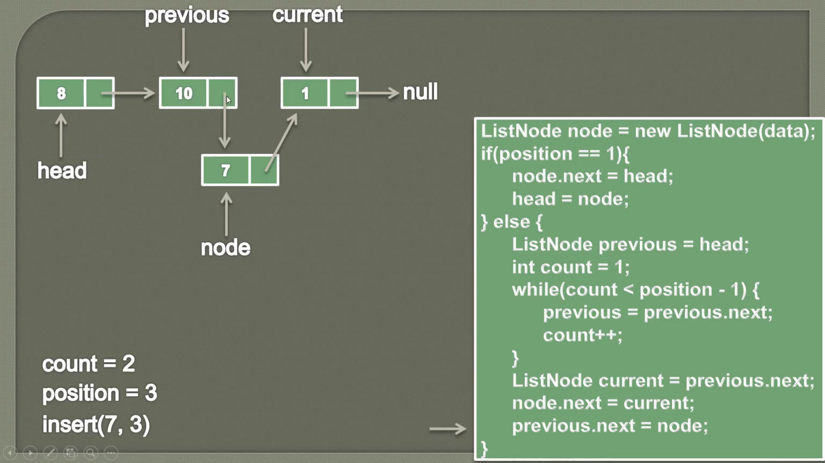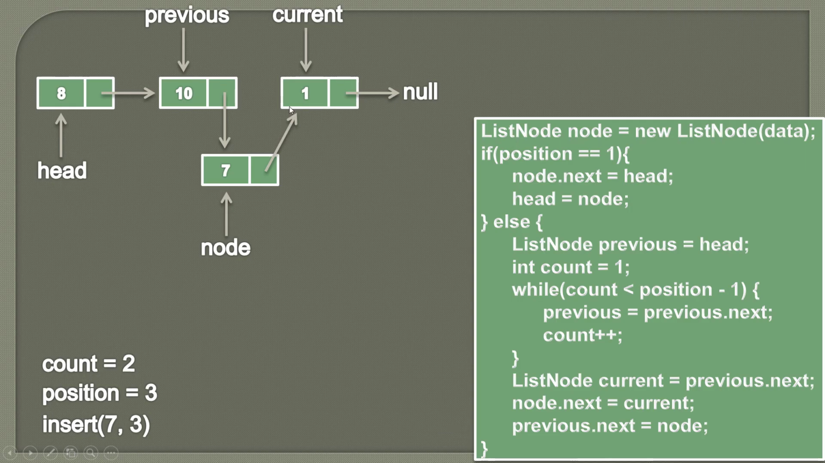Now previous next is pointing to node by this assignment. And why we have performed this step is because we want to insert this node in between 10 and 1. So there was one linkage between 10 and 1, so we break that linkage. We assign previous next to node and node next to current.